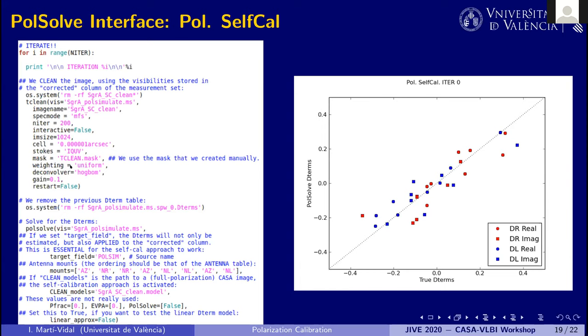Of course, don't forget to set the target field to be the same source that you are cleaning. What this does is that tclean will use the corrected column, which is updated each time you run PolSolve. After you iterate a few times, here you see the correlation of true D-terms versus PolSolve D-terms in the first, second, third, fourth, and fifth iterations. You see how the D-terms converge to the true values as we keep iterating. I think this approach is pretty powerful, and it's very easy to implement in a CASA script.